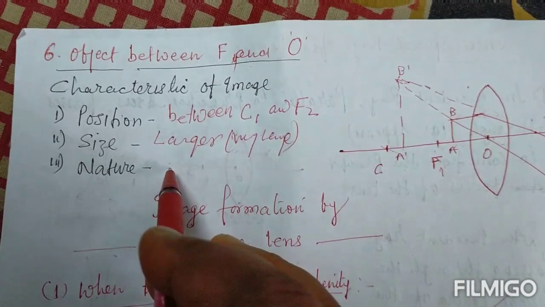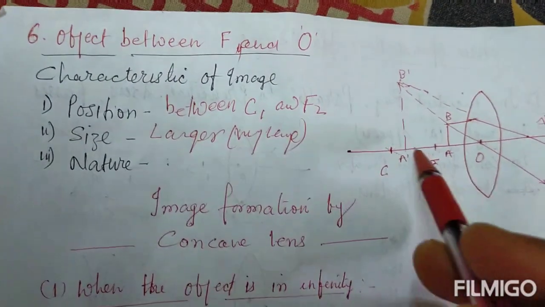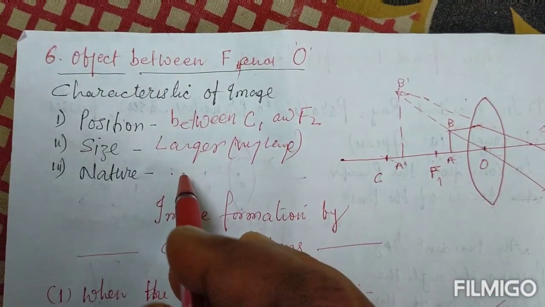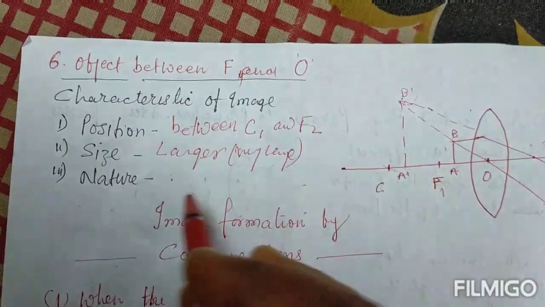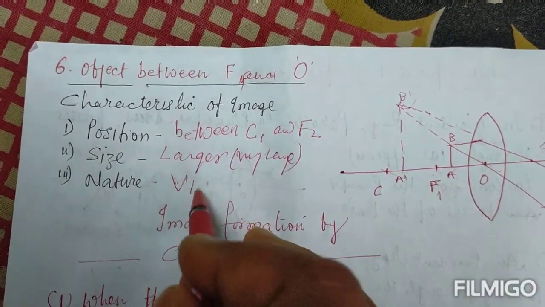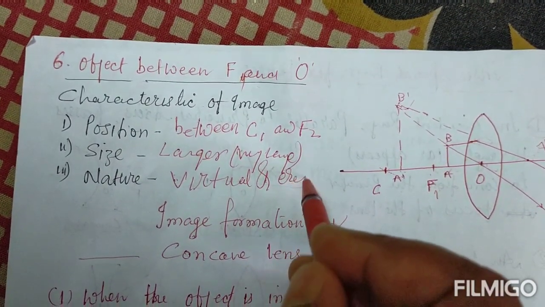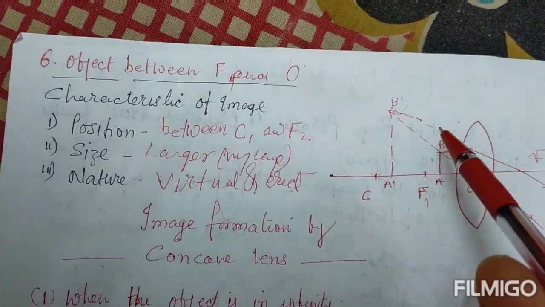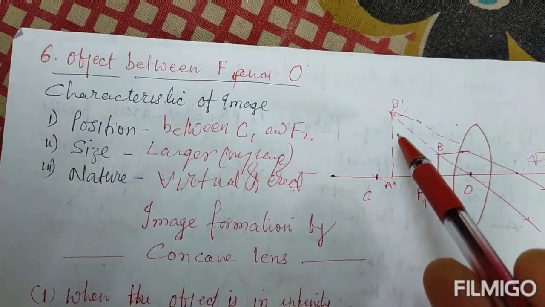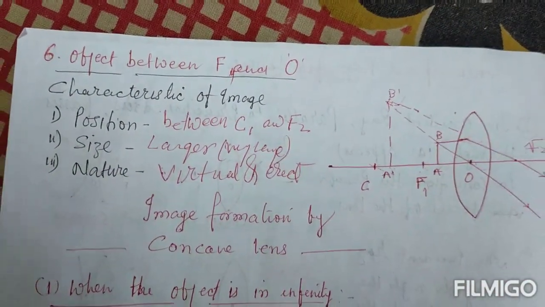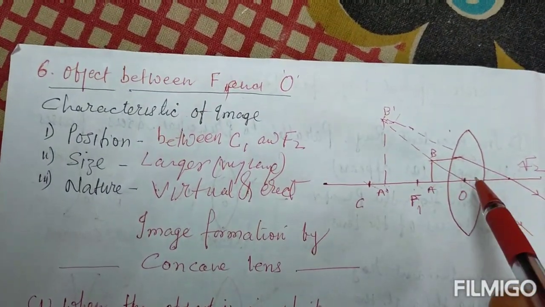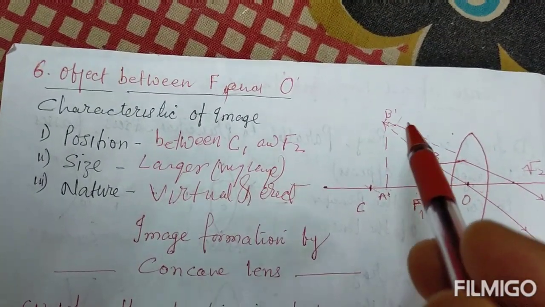Nature erect, this image will be erect, means this image is upward from the principal axis, so this is virtual and erect. Actually the intersection is not taking place, so the image will be virtual. This is the only case when a convex lens forms a virtual and erect image.